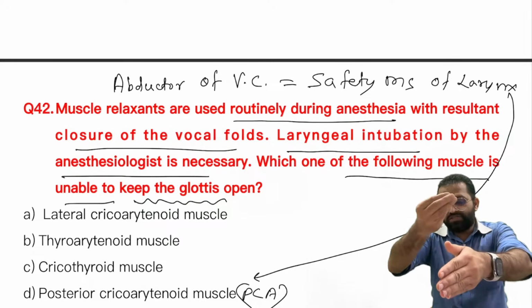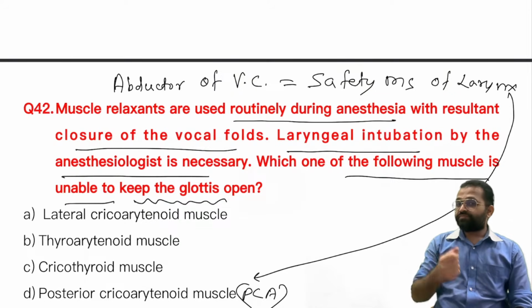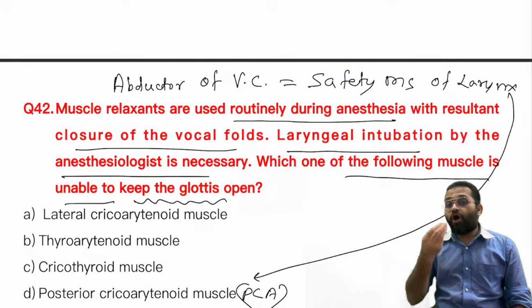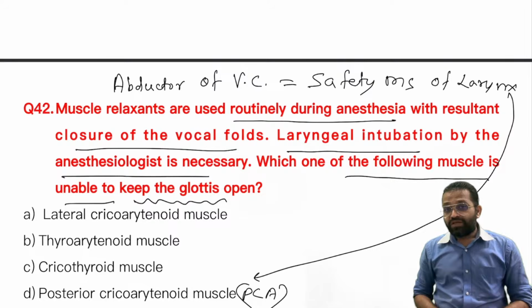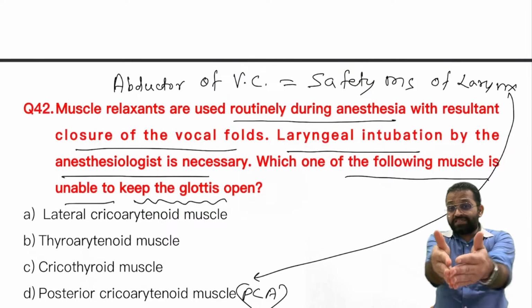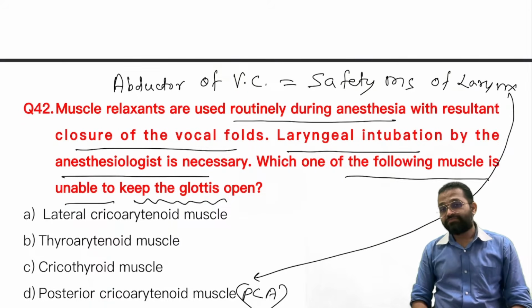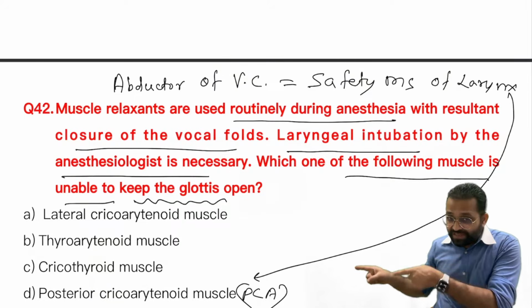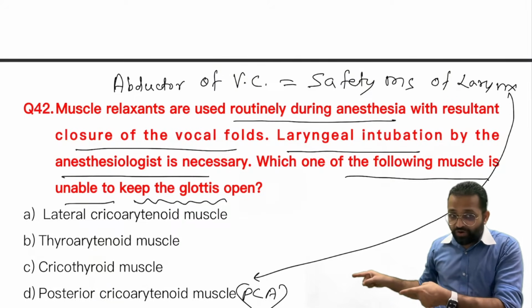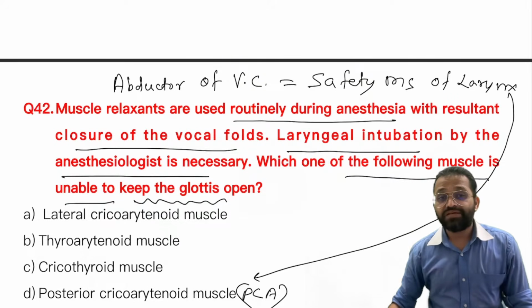So oxygen is going inside, carbon dioxide is coming outside. All this is due to the posterior cricoarytenoid. And when oxygen and carbon dioxide are going inside and outside, the person can survive, can breathe. If these muscles are paralyzed, the vocal cord is getting adducted. So now the person cannot breathe. Difficulty in oxygen carbon dioxide exchange. So the person can die if there is paralysis of this posterior cricoarytenoid muscle. That's why these muscles are known as the safety muscle of the larynx.